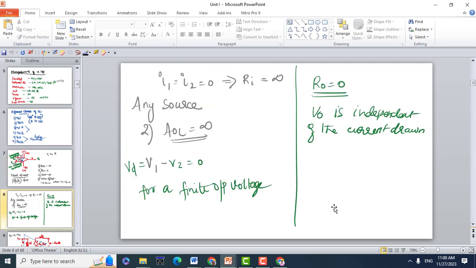So the current I1 equals I2 equals 0, as I already discussed. So Ri is equal to infinity, because no other input circuits can load your operational amplifier. Hence it is said that Ri is infinite. Open loop gain is infinite. For a finite input voltage, you have a finite output voltage. And output resistance or impedance is 0. So V naught is independent of the current drawn.